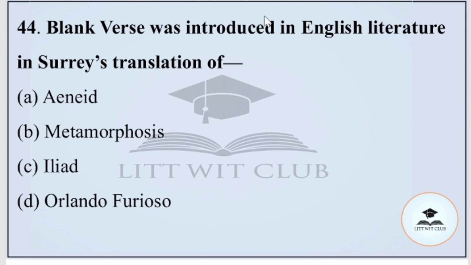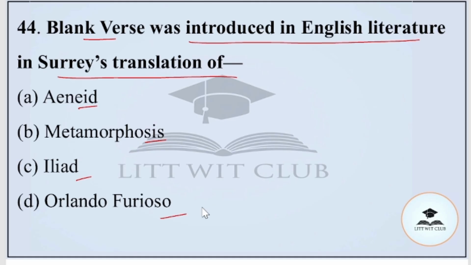Question number 44. Blank verse was introduced in English literature in Surrey's translation of. Options are Aeneid, Metamorphosis, Iliad, or Orlando Furioso. And the correct answer is option number A, that is Aeneid.